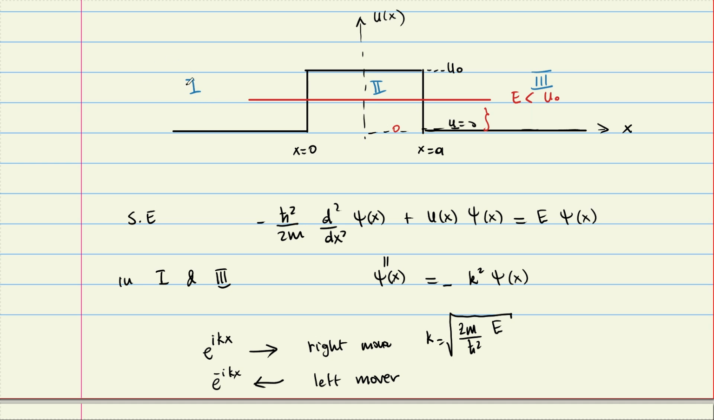Basically here in region 1, maybe I can write it here, we have A e to the i kx plus B e to the minus i kx. And here, I will use C and D for the constants, so I'll skip E because of energy. F e to the i kx plus G e to the minus i kx. So these are the most general solutions in region 1 and in region 3.